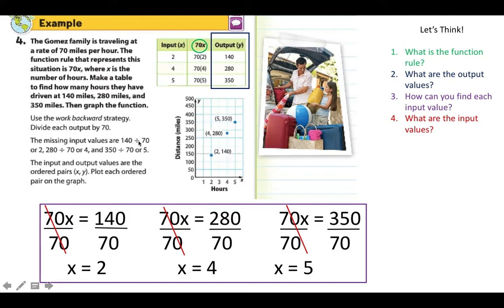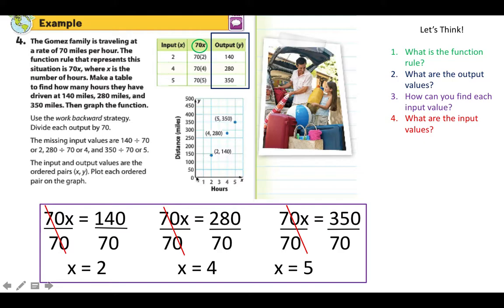So from there, my input and output values are my ordered pairs. So 2 and 140 make an ordered pair. 4 and 280 make an ordered pair. And 5 and 350 make an ordered pair. And of course, we can plot each of the ordered pairs on the graph. Across the x-axis, we have the hours from the input. And then on the y-axis, we have the miles from the output, or the distance.